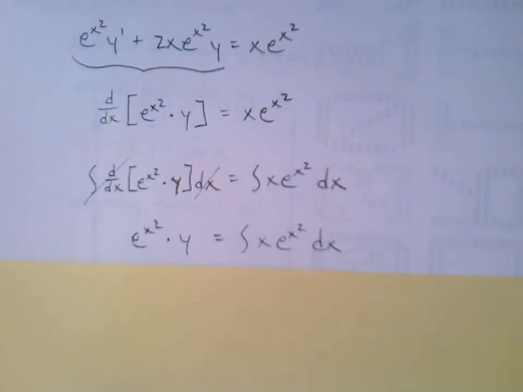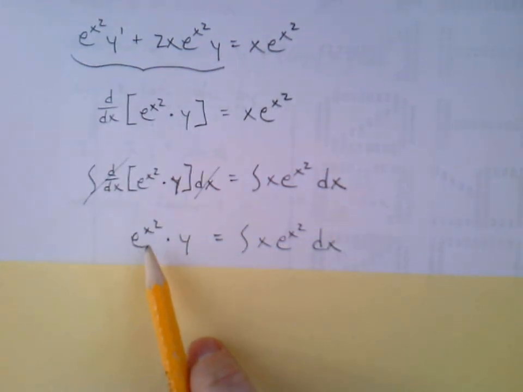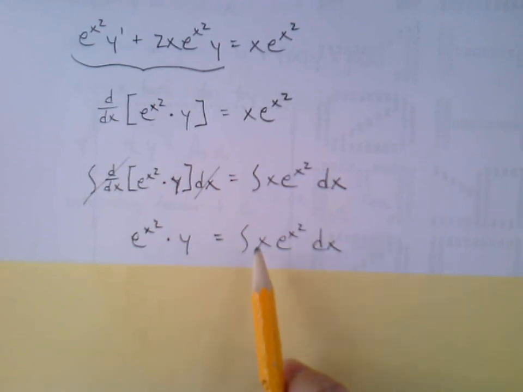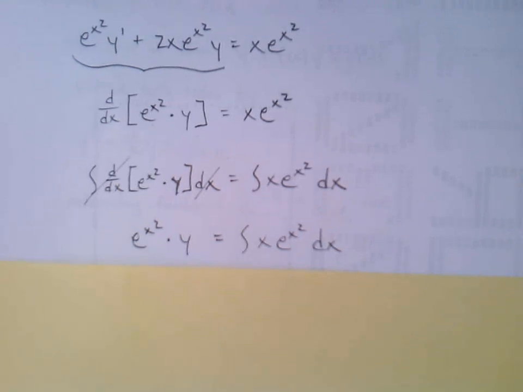So I'm going to rewrite it this way. e to the x squared times y equals the integral of x e to the x squared dx. Okay, now this is really looking good. If I can simply find this antiderivative, then I'll be like one step away. If I can get that, man, I'm knocking at the door. What should we do to find this antiderivative? What technique?